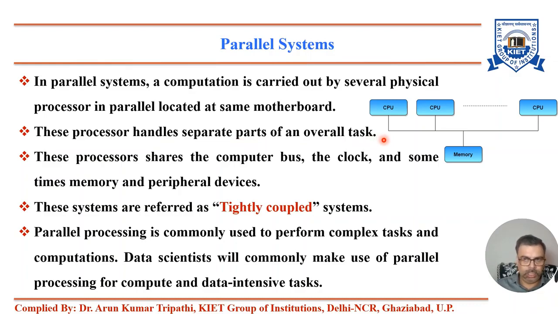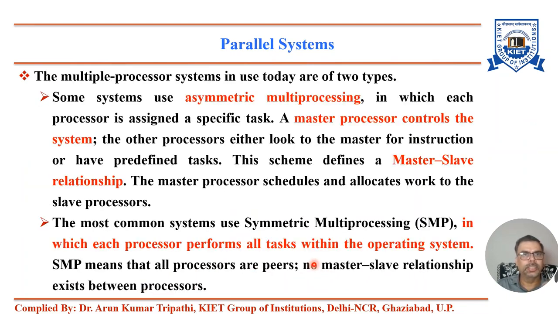There may be a bigger query. That query may be split into smaller parts, and each processor may execute its part of that query. These processors share the computer bus, clock, sometimes memory, and the peripheral devices. Since they reside on a single motherboard, these are known as tightly coupled systems. Parallel processing is commonly used to perform complex tasks and computation; data scientists commonly make use of parallel processing for computation and data intensive tasks.